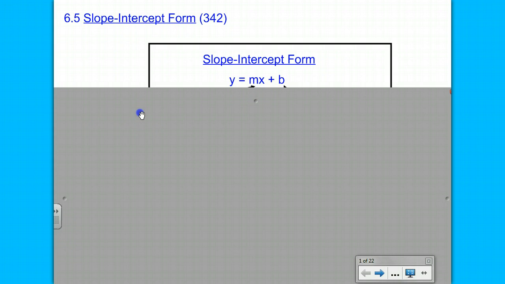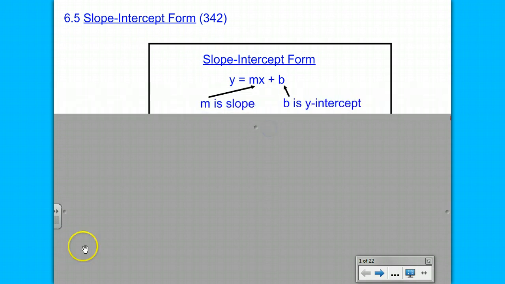M is something that stays the same no matter what point you put in. M will always stay the same. It's the slope, okay? And then B is the other number that will stay the same. It'll be a constant. And this is called slope y-intercept form. So if M is the slope, what do you think B is? It's called slope y-intercept. So if M is a slope, B must be the y-intercept. Okay, it's the y-intercept. So let's make a note of that.